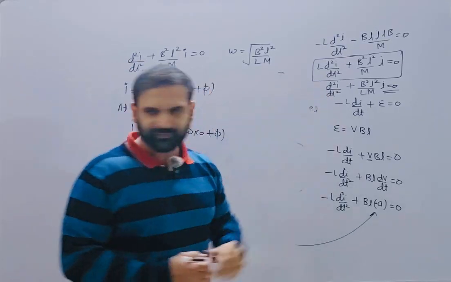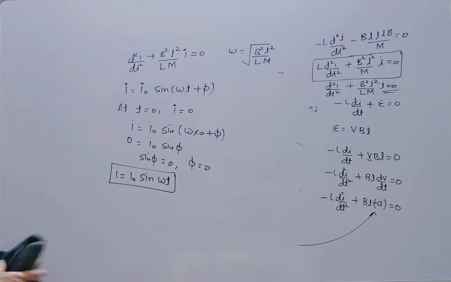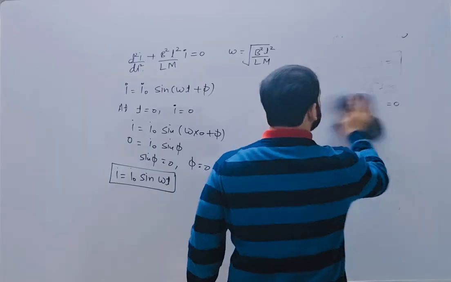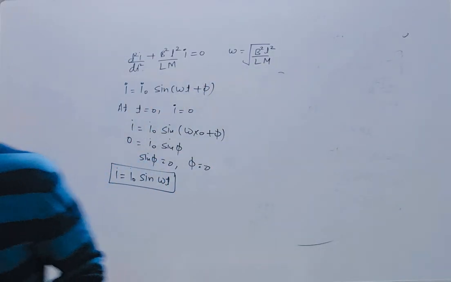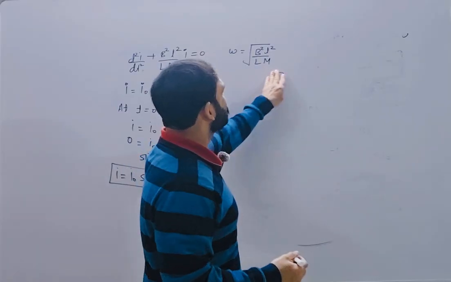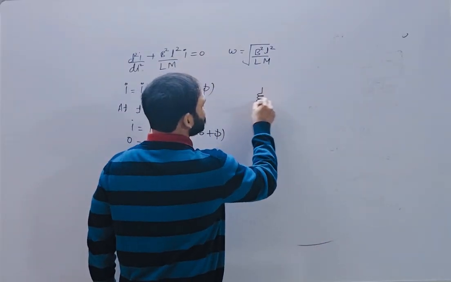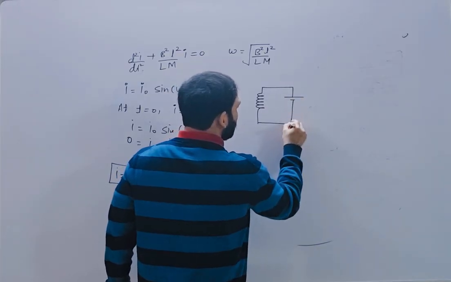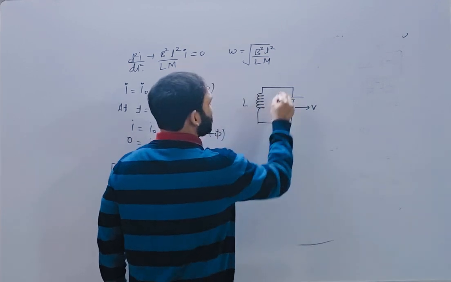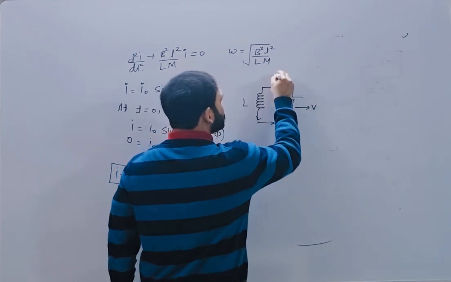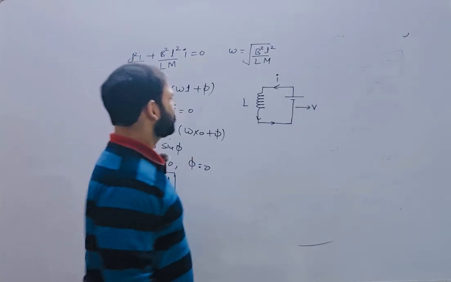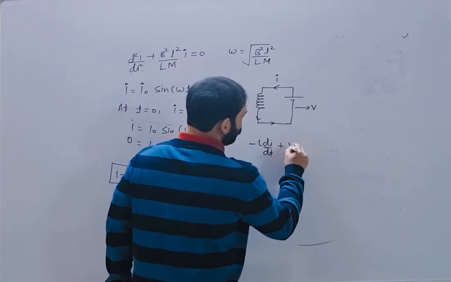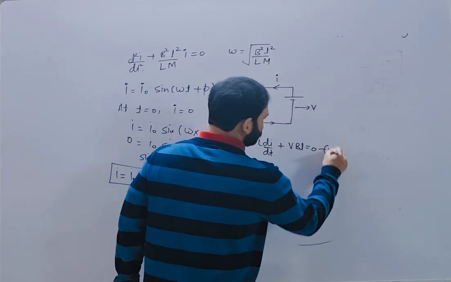Now from this equation, again we will draw a circuit, and then we will try to find some relation for velocity. So this is the inductor and this is the battery, and the battery is also moving with velocity v, and this is I, and some current is flowing in the circuit. Now minus L di by dt plus vBL is equal to 0, equation 1.